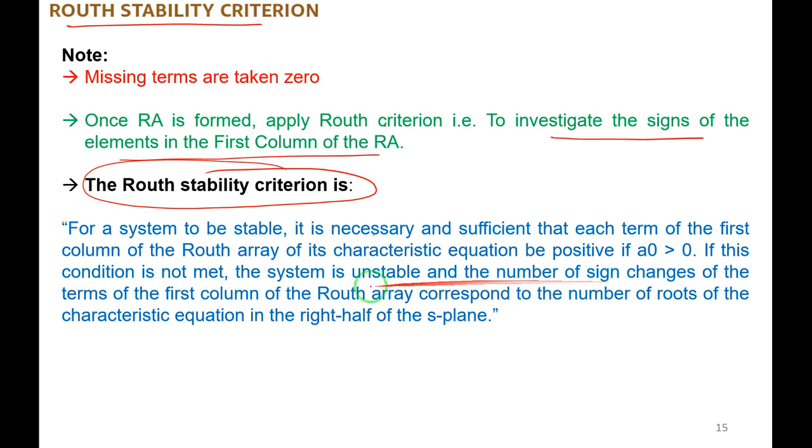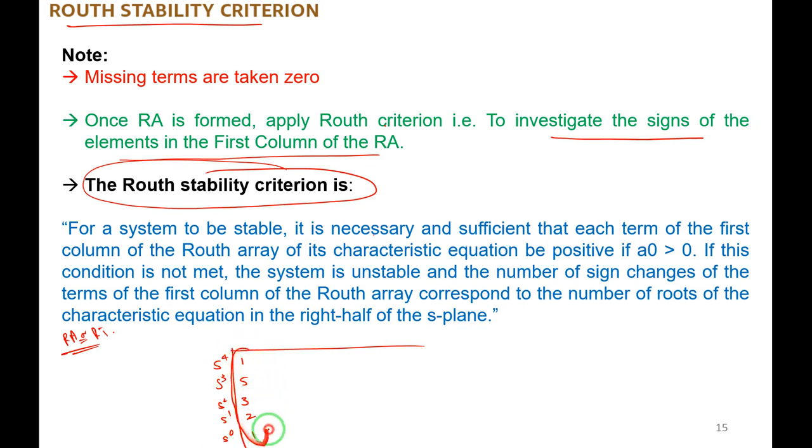And the number of sign changes of the terms of the first column of the Routh array corresponds to the number of roots of the characteristic equation in the right half of the S-plane. Let me take a general Routh array or Routh table. I will observe just the first column elements. Let me take s power 4, s cube, s square, s power 1, s power 0. I will fill up only the first column elements and not worry about the other columns. Let's suppose this is 1, 5, 3, 2, 1, something like this.